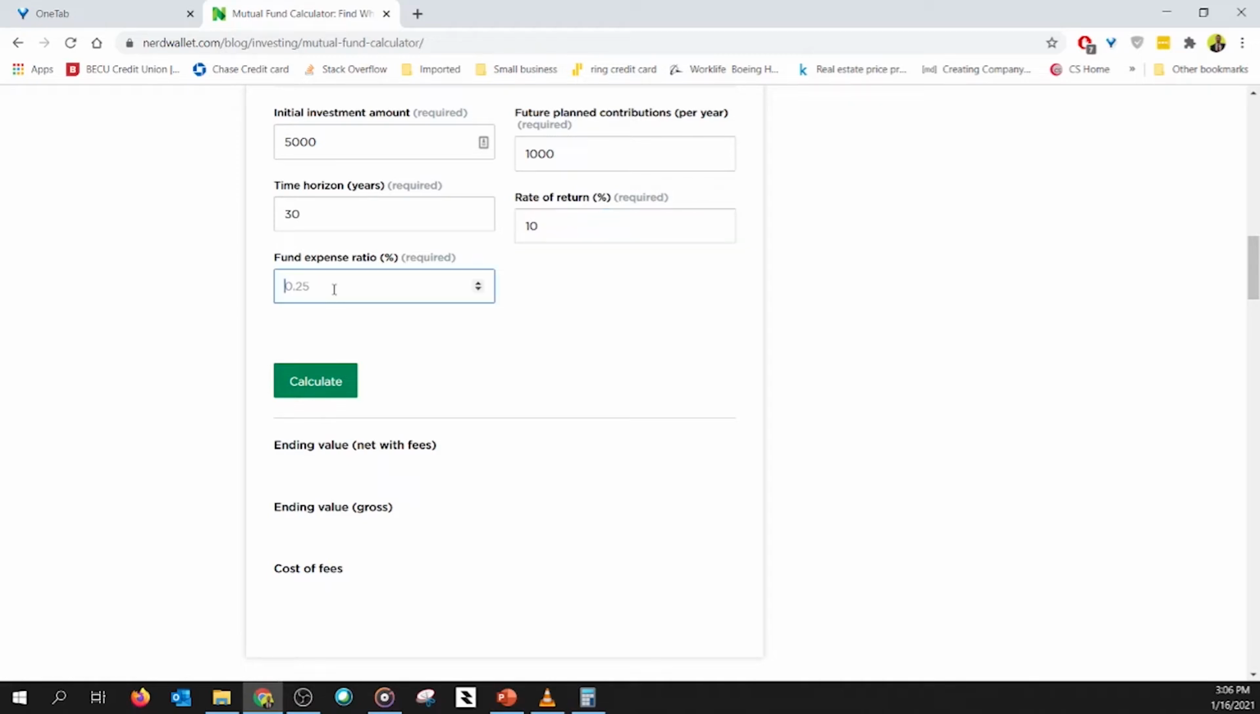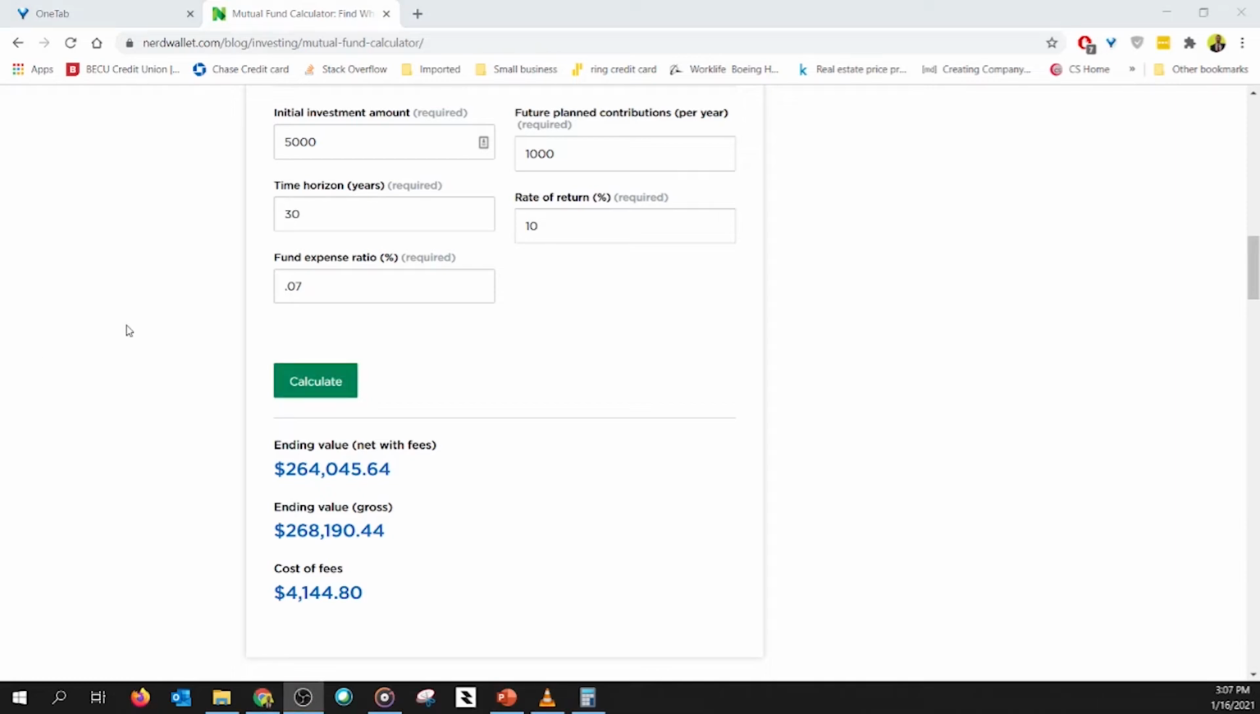So now let's get into a super low expense ratio. Let's look at something like a Vanguard fund that charges 0.07. So I'm going to calculate this. Here we go. Over the course of 30 years, that investment is going to be worth over $200,000. And at that super low expense ratio, I'm looking at paying just about $4,000 in fees, a little bit more.